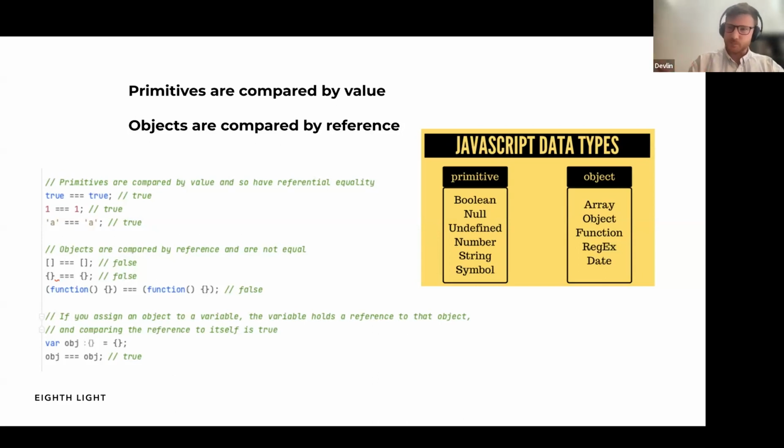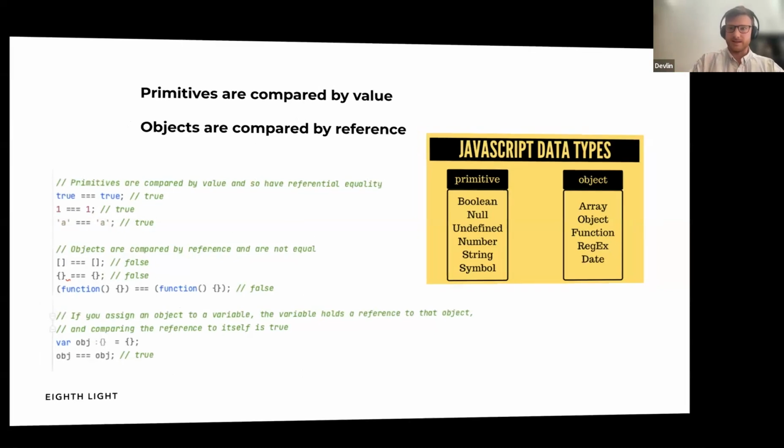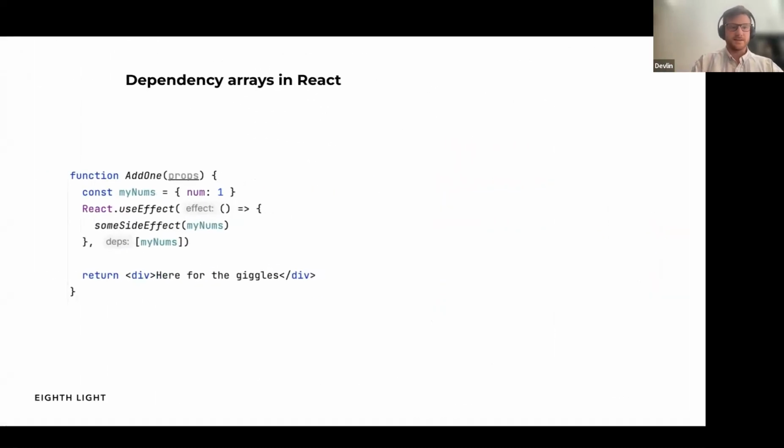A pernickety caveat, or an extra point within all this, is that if you assign an object to a variable, in this case I've used var, but in modern days that would usually be const, that variable maintains a reference to the same object that you've created. So when you compare the variable to itself, it's comparing the same reference of objects, so that will give you equality.